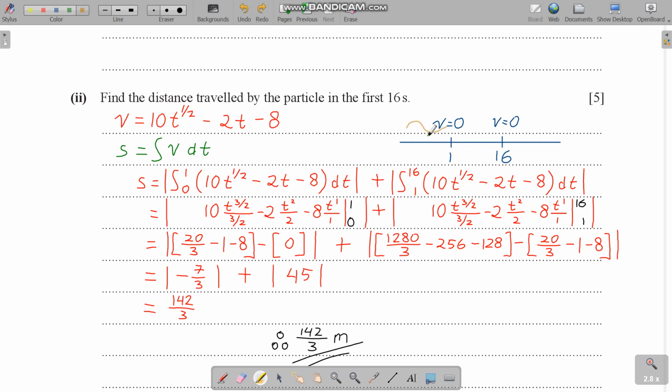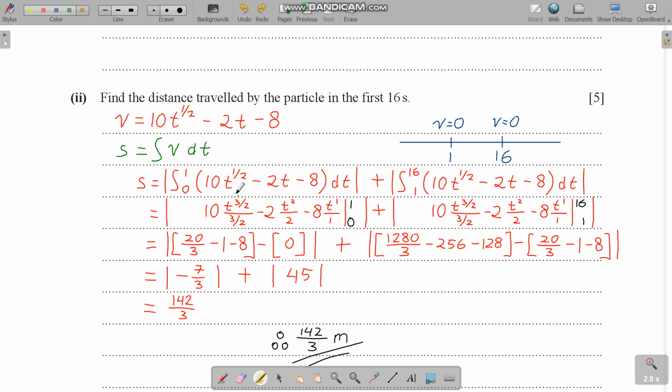We don't know, so the shape of the graph can be, for example, like this, which means this is positive, negative, positive, or maybe like this. We don't know and we don't care. So to find the distance, we need to integrate from 0 to 16. So from 0 to 16, we don't know if it's positive or negative. We just have to split the integration, use absolute value, and we get the total distance. So we integrate twice, from 0 to 1 and from 1 to 16, and we use absolute value.